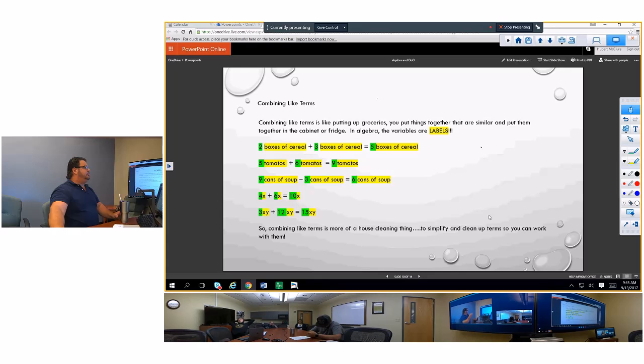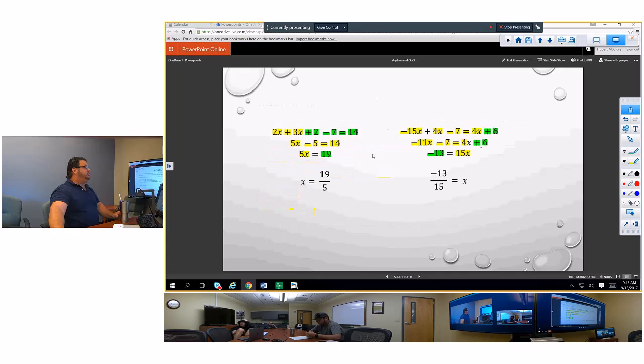5 tomatoes plus 4 tomatoes equals 9 tomatoes. The label does not change. Same thing with the x's and the y's. So when you combine like terms, it should be pretty simple. You shouldn't have to refresh too much on combining like terms. And this is how you do combining like terms with an algebra equation.